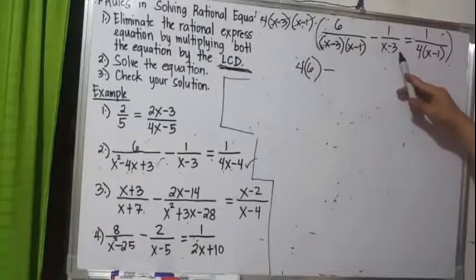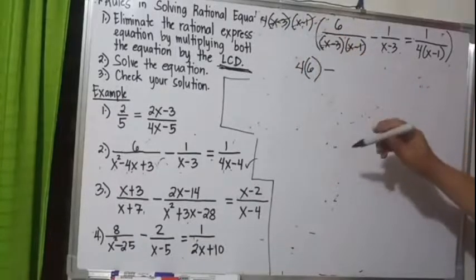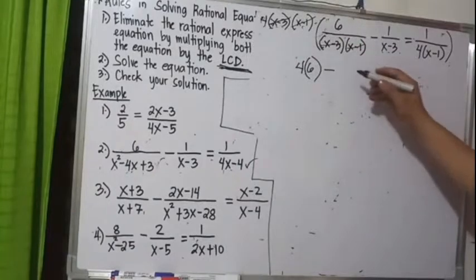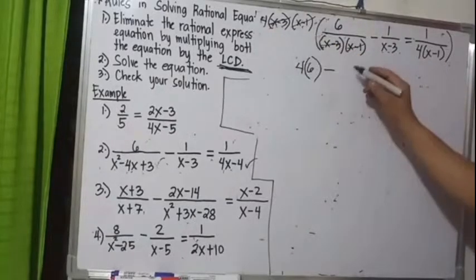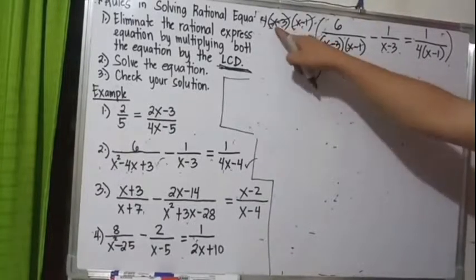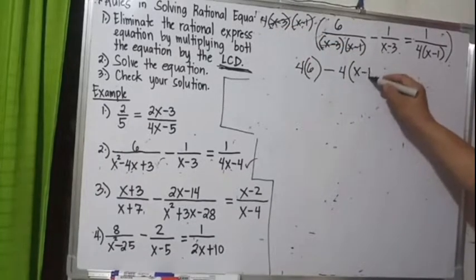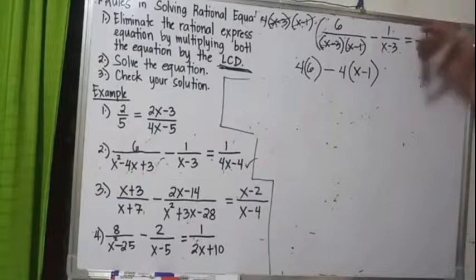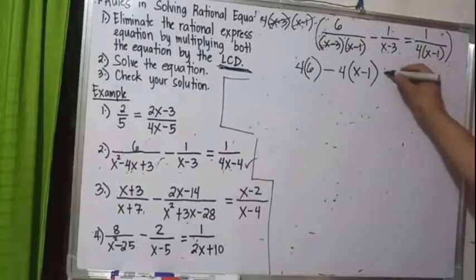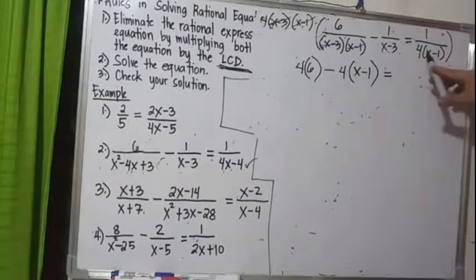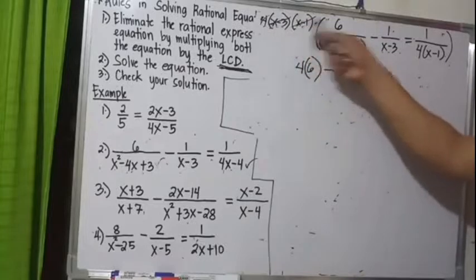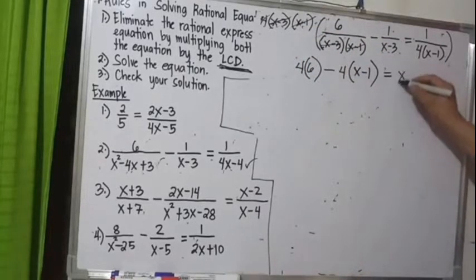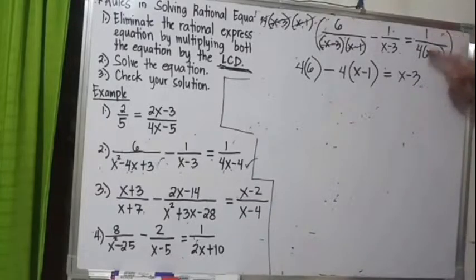We divide it by x minus 3, so x minus 3 is eliminated. Remaining is 4 times x minus 1 times 1. This is still the answer. Equals, okay. Next, 4 times x minus 1. Here, the 4 and x minus 1 are eliminated. So remaining is x minus 3 times 1. This is still the answer. Okay.